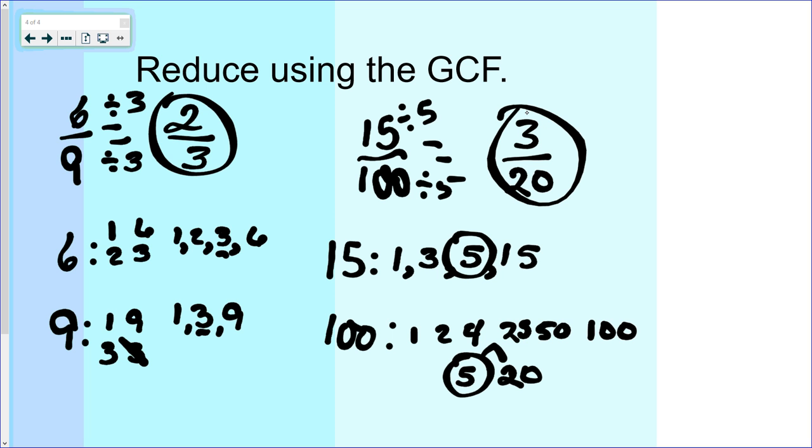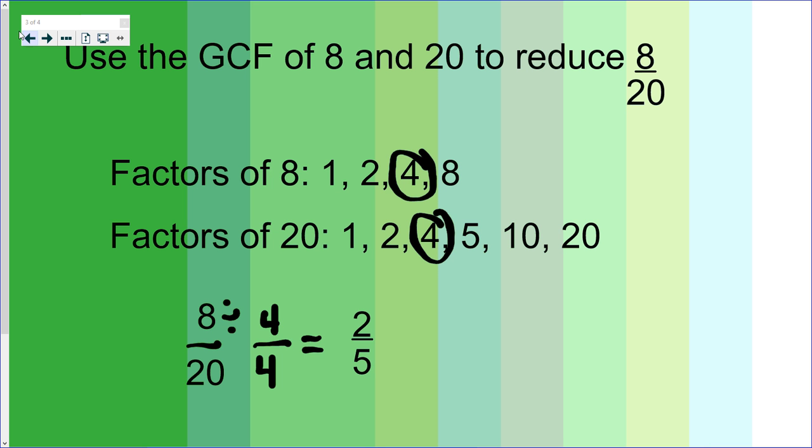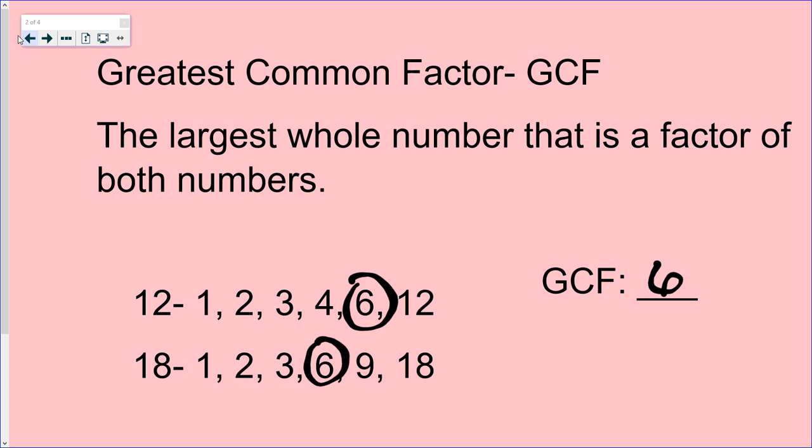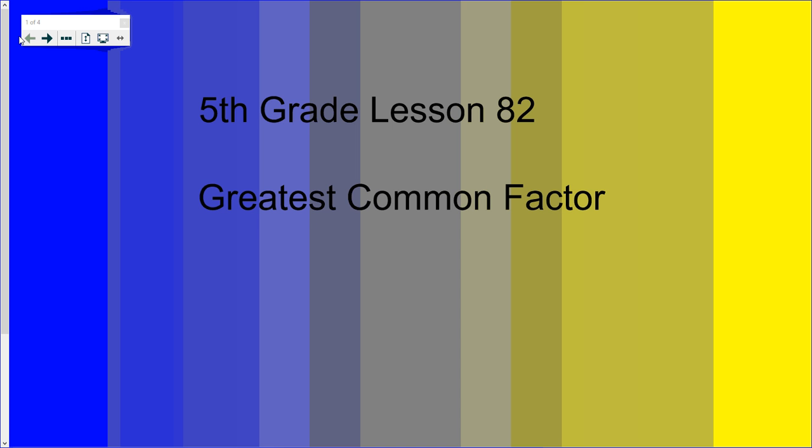Okay, that is greatest common factor. All right, just like I said, we're going to use that to reduce fractions. So we want to make sure that we understand our numbers there. And that's your lesson 82.